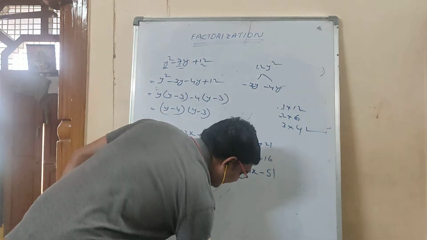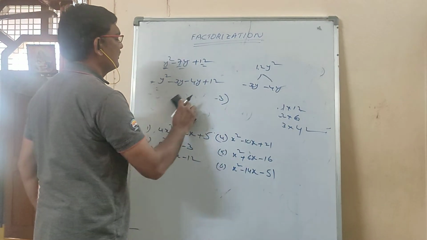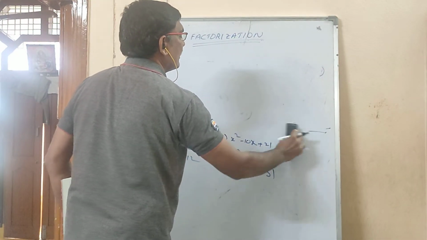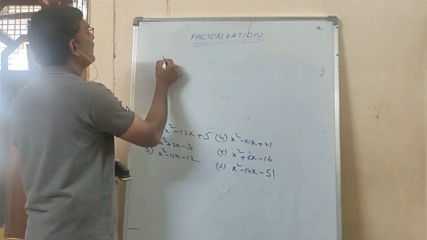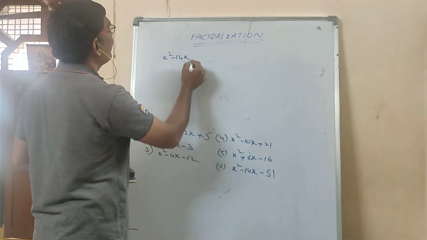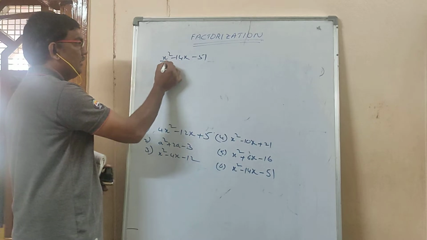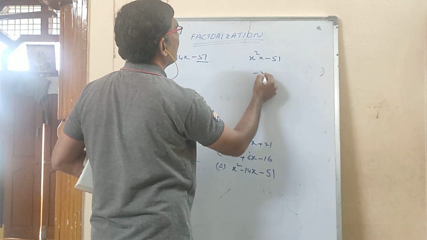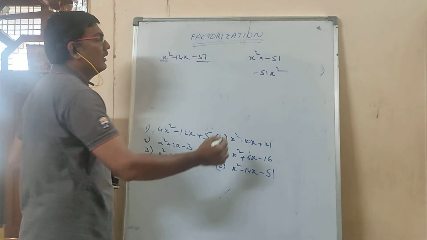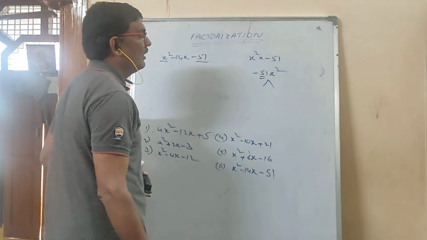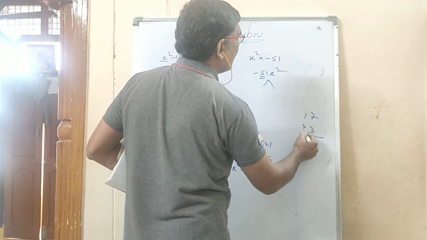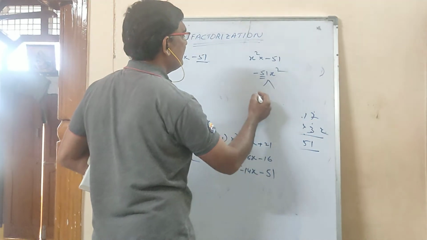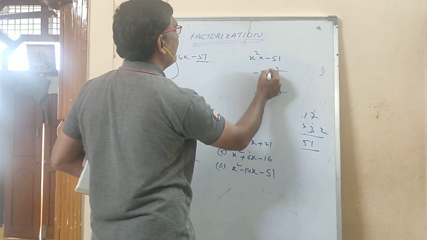So one more question, I will do it for you. Last question. What is the last question here? x square minus 14x minus 51. I said to multiply first and last terms with symbols. x square into minus 51. Minus 51 x square. So 51 table. 17 3s are 51. 3 and 17. x square is there.